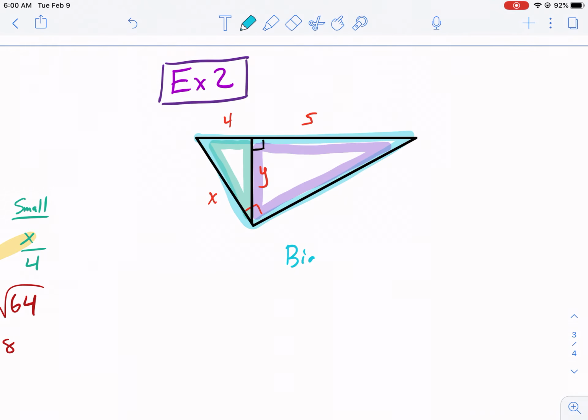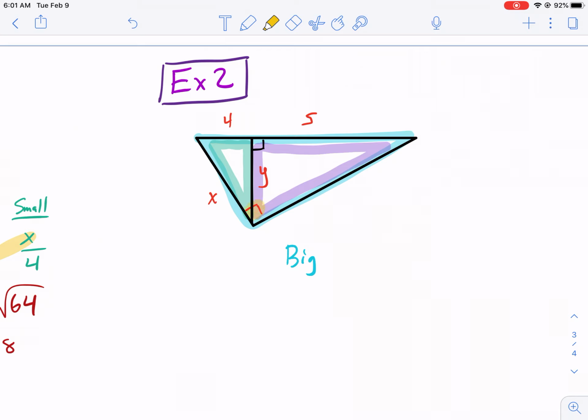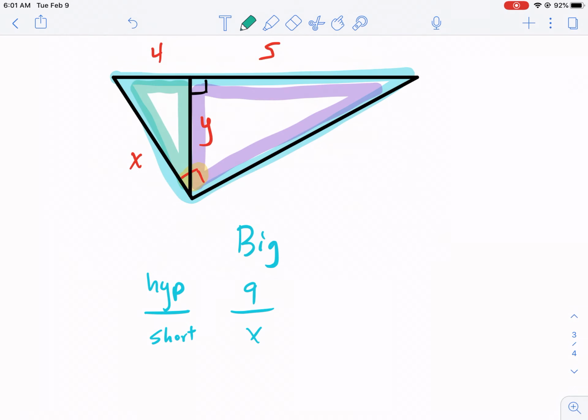So the big triangle, I'm given the hypotenuse. How do I know that's the hypotenuse? Because I look here at the 90-degree angle, and I see 5 and 4 are opposite that. So with my big, I'm comparing the hypotenuse, which is 9, over my short side, x. Now, if I'm comparing my short side, that means I'm going to be comparing my small triangle. So there's my small triangle. My hypotenuse is x, because remember, what I compare on the left, I have to compare on the right. And my short side is 4.